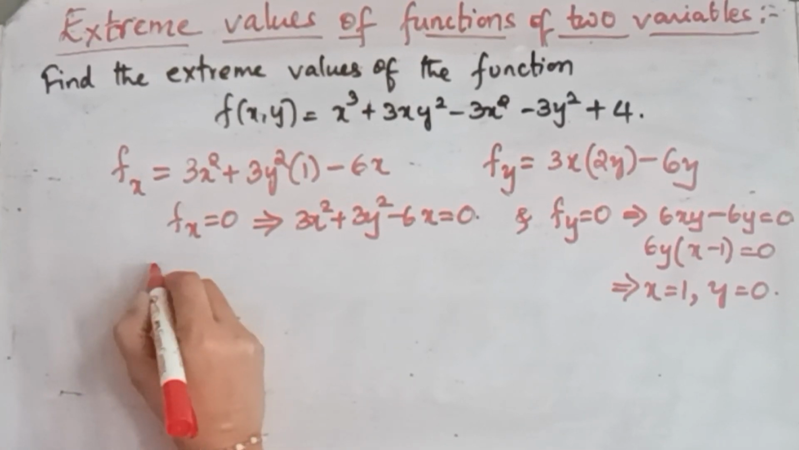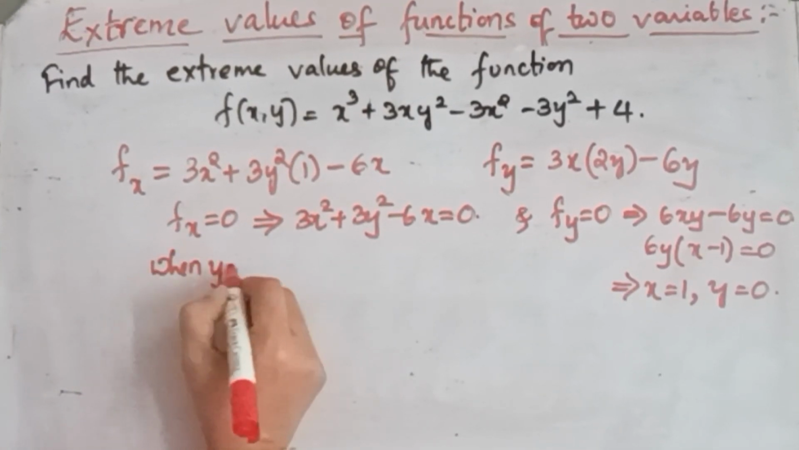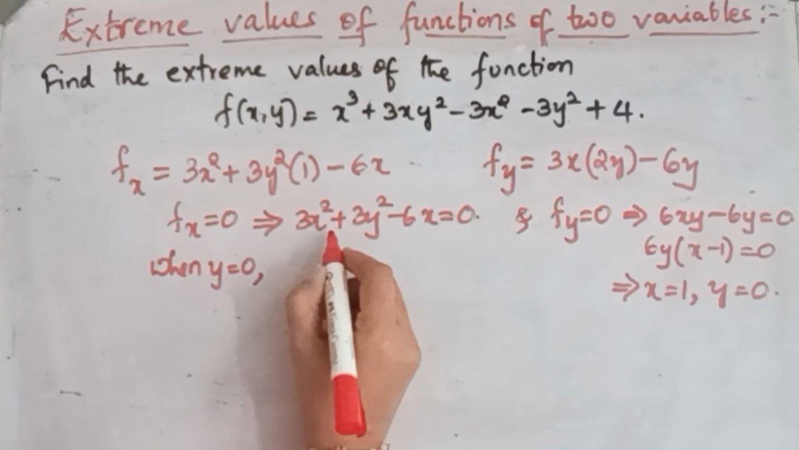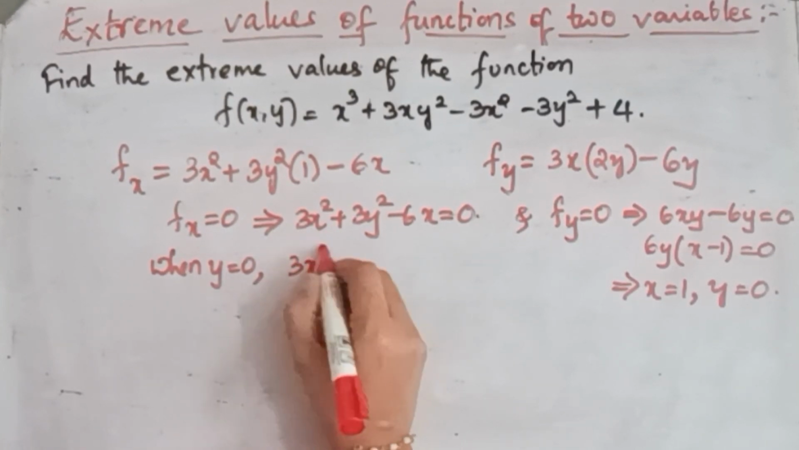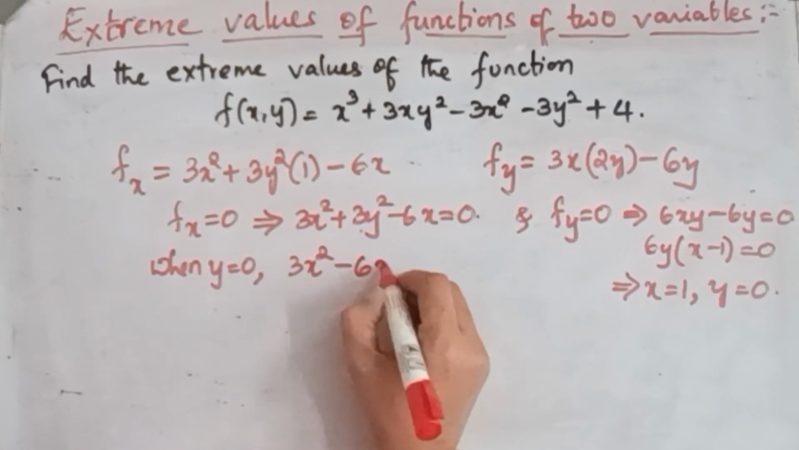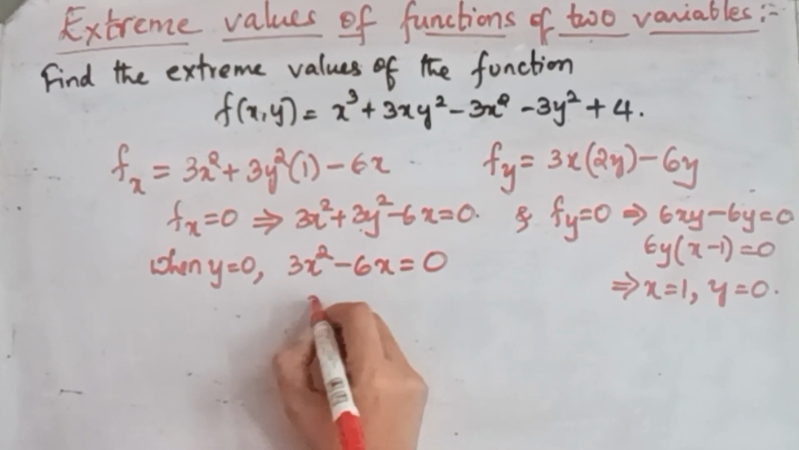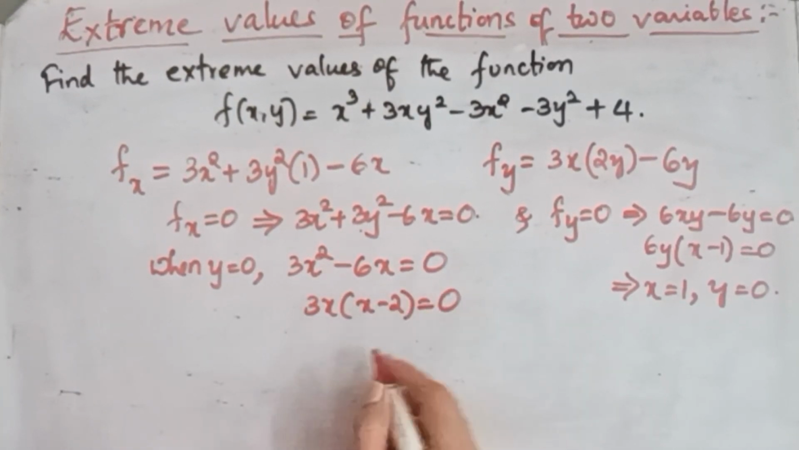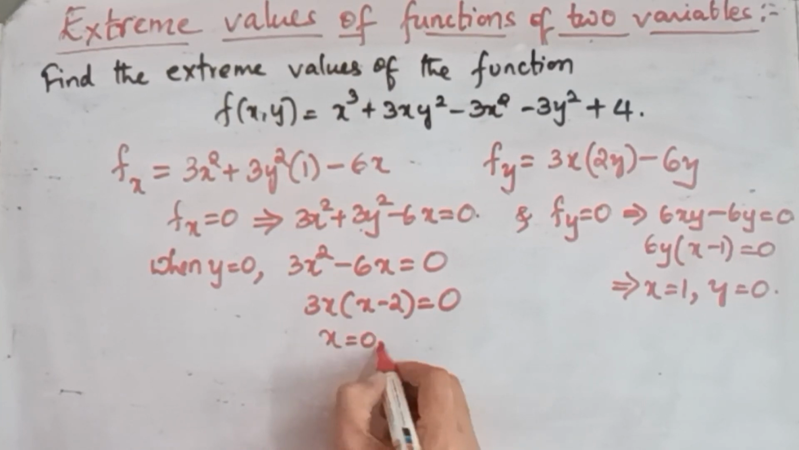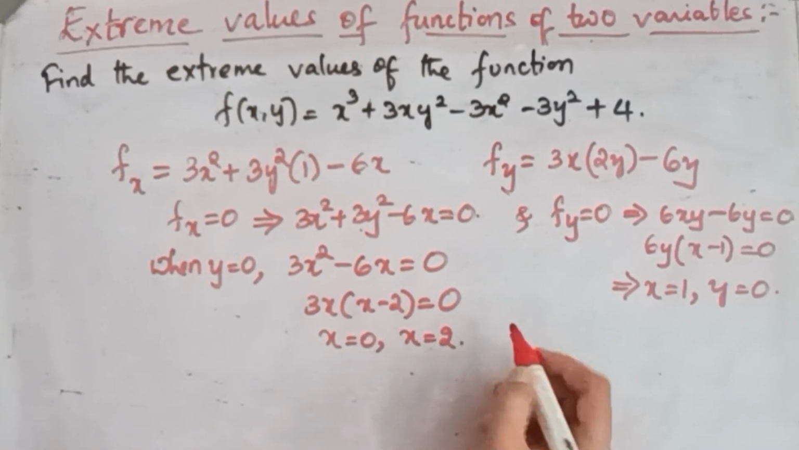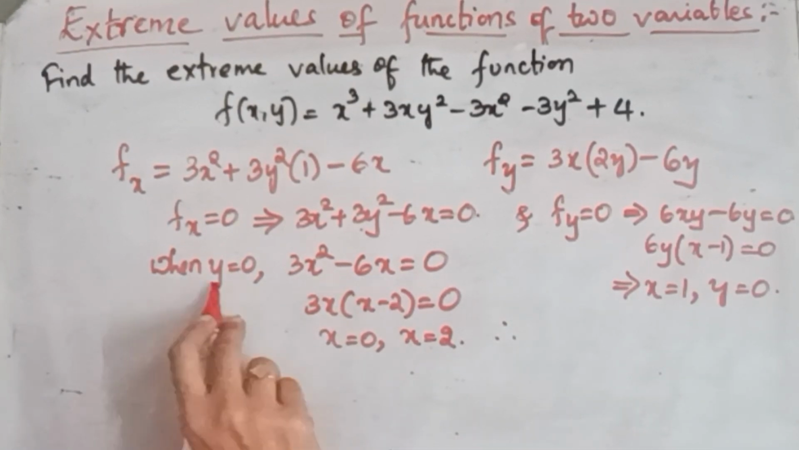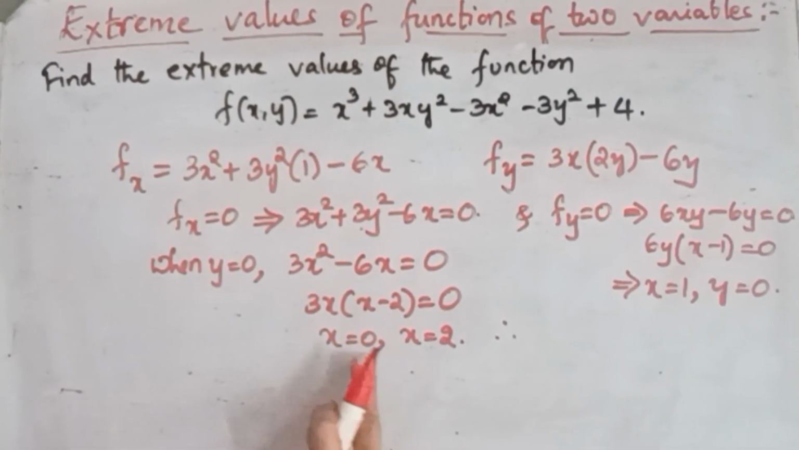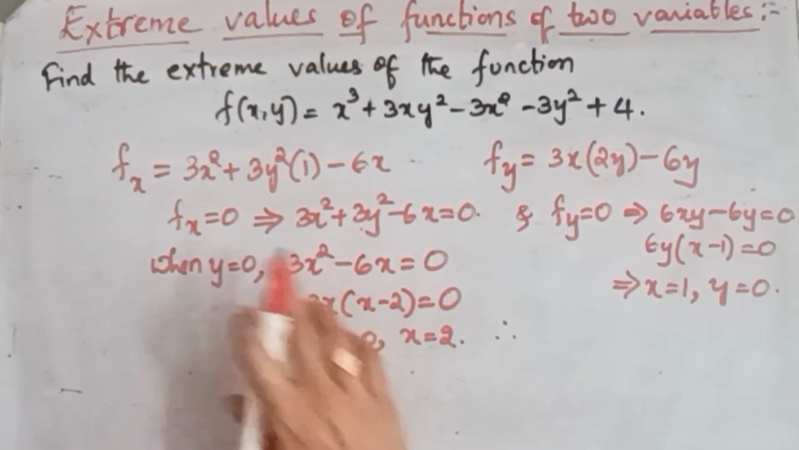So when y equal to 0, let us find out what the value of x is here. So 3x square, the y term is 0, minus 6x equal to 0. So 3x common, x minus 2 equal to 0, which gives x equal to 0 and x equal to 2. Therefore, for y equal to 0, there are 2 points: (0, 0) and (2, 0).